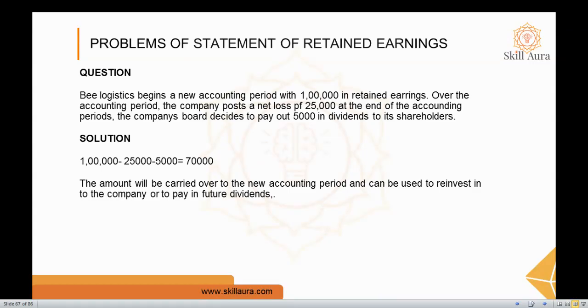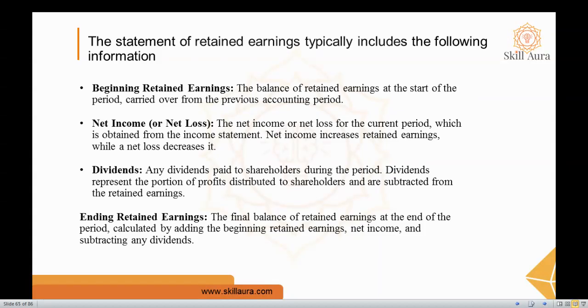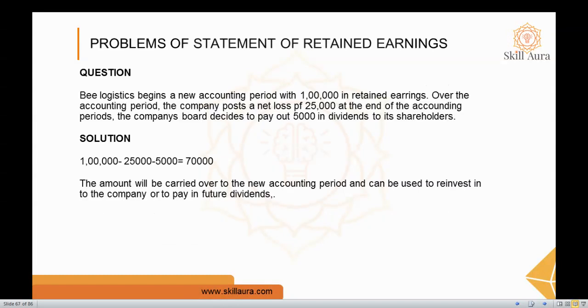The question is, B Logistic begins a new accounting period with 1 lakh in retained earnings. Over the accounting period, the company posts a net loss. Here, the net loss is 25,000. At the end of the accounting period, the company board decides to pay out 5,000 in dividends to each shareholder. Here, as you know, the net income increases retained earnings while a net loss decreases it. Here, when it comes to a net loss, we have to decrease it.